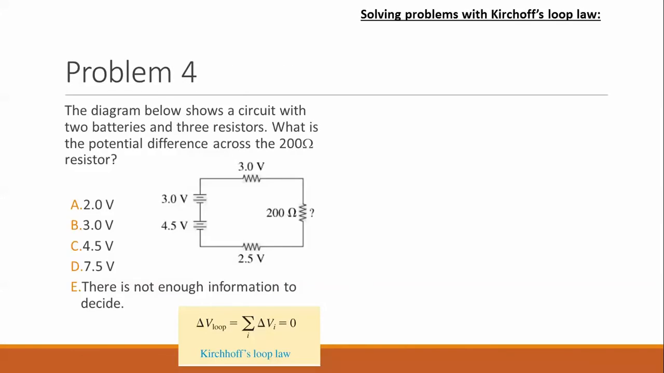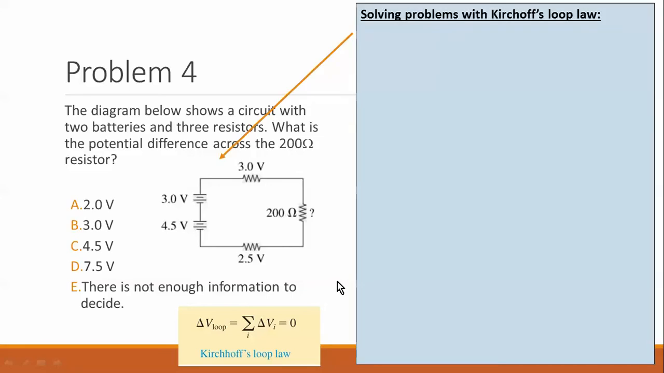So for our last problem, we're going to try to figure out what is the potential difference across the 200 ohm resistor. These problems are a little bit more complicated, so I'm going to do a step-by-step solution. Our diagram shows a circuit. It has two batteries, a 4.5 volt battery and a 3 volt battery. It has three resistors, one with a 3 volt drop, one with an unknown drop, and one with a 2.5 volt drop. We know that if we go through the entire loop, our total potential will be 0.